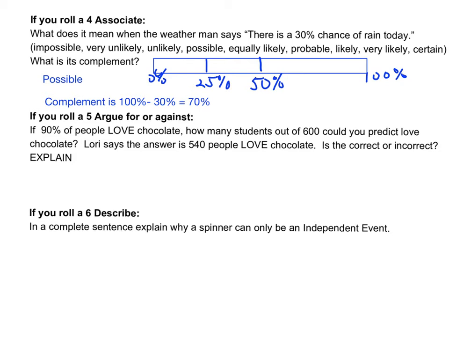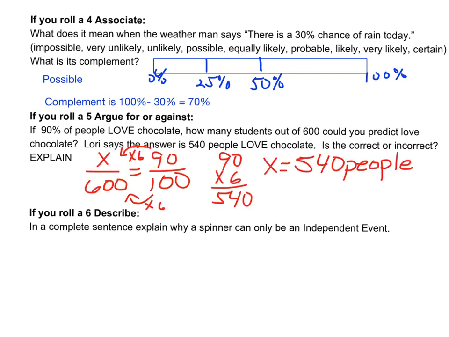Okay, number 5, we asked you to argue for or against. We gave you a word problem, and it's asking, hey, is Lori correct? You're telling me if she's correct or not, and you're explaining. My explanation will be my proportion set up, part over whole equals percent over 100, and get the solution and see if it matches Lori's.